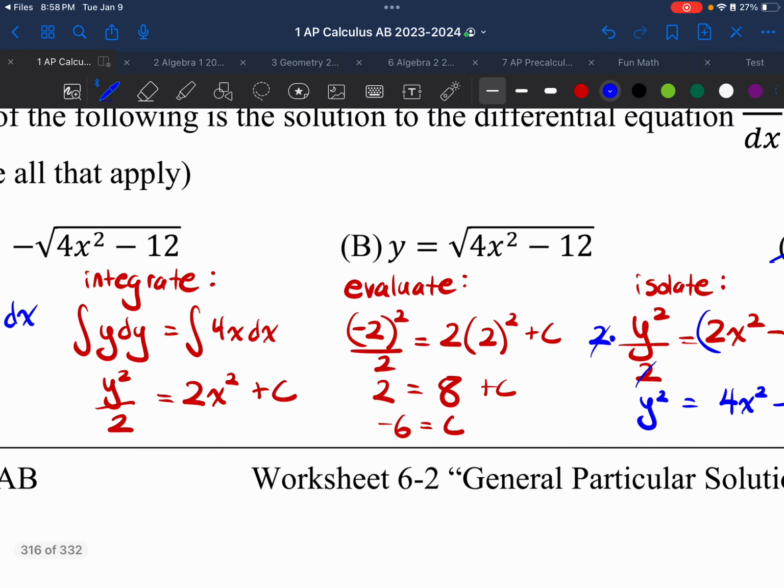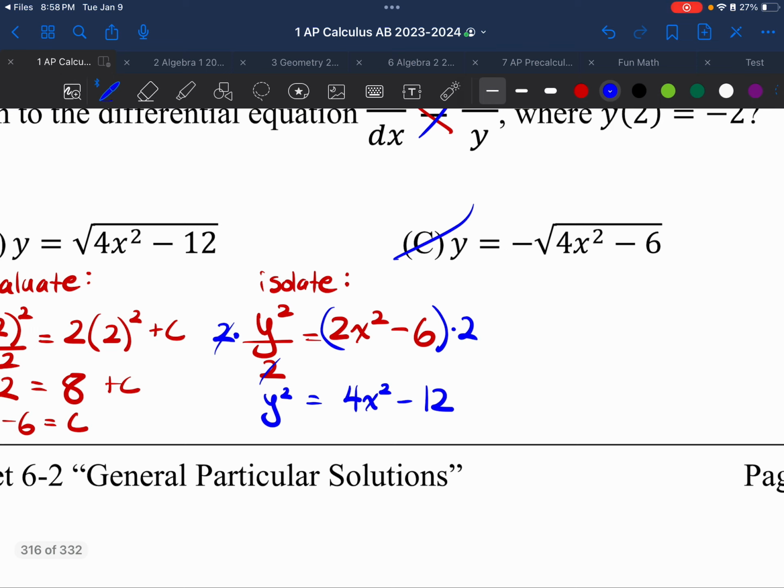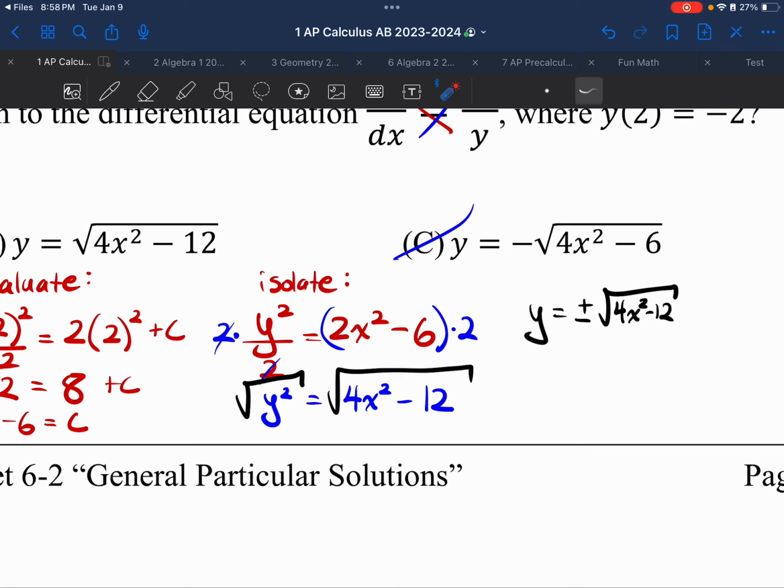So how do we decide between the positive and the negative? And again, we just have to check to make sure that initial condition worked. Oh wait, I haven't even solved yet. I'm getting ahead of myself. We have to square root, and then we get y is equal to either the plus or the minus of this square root of 4x squared minus 12. So which one is it? Is it plus or is it the bottom? Or is it the minus?